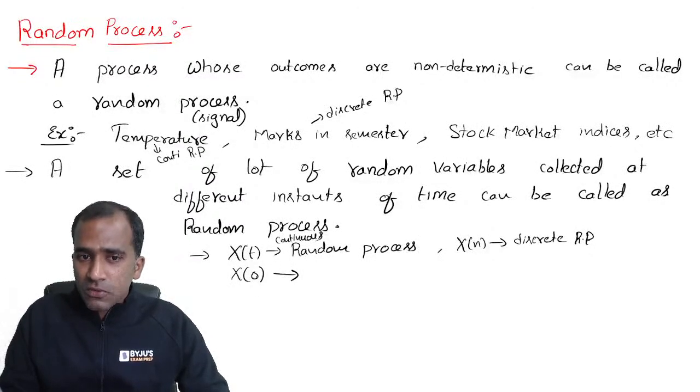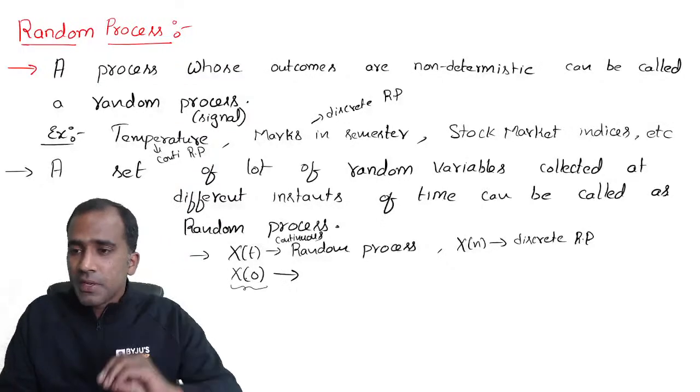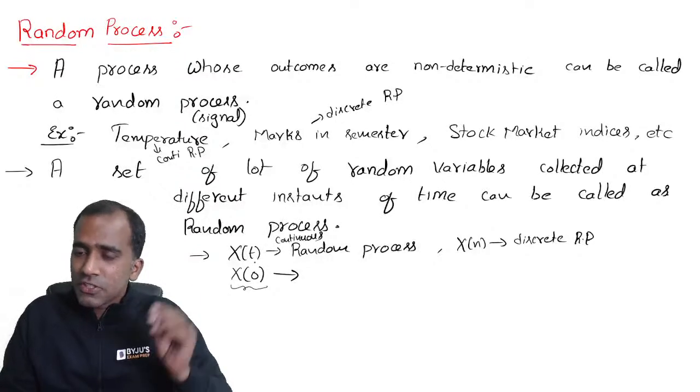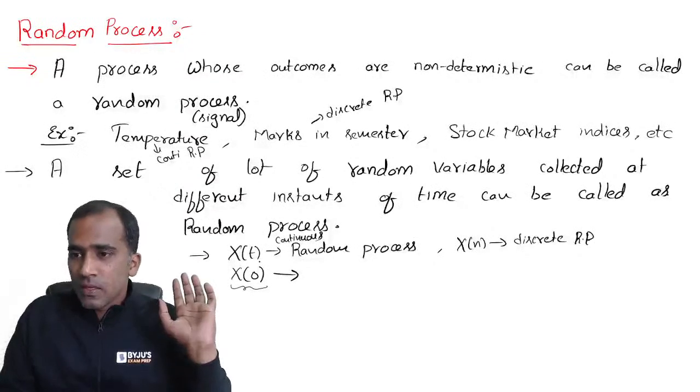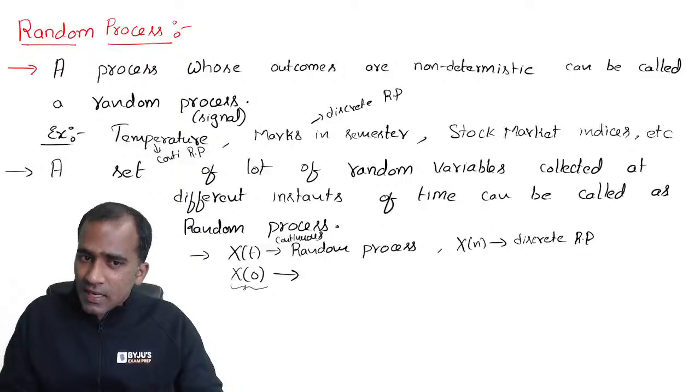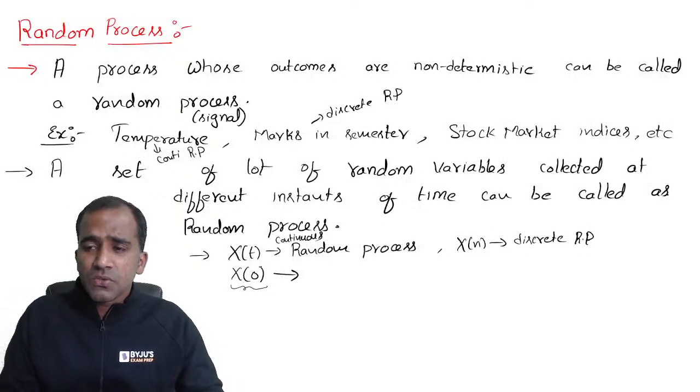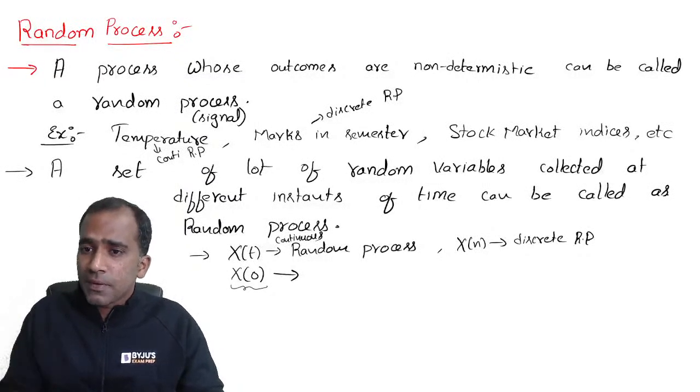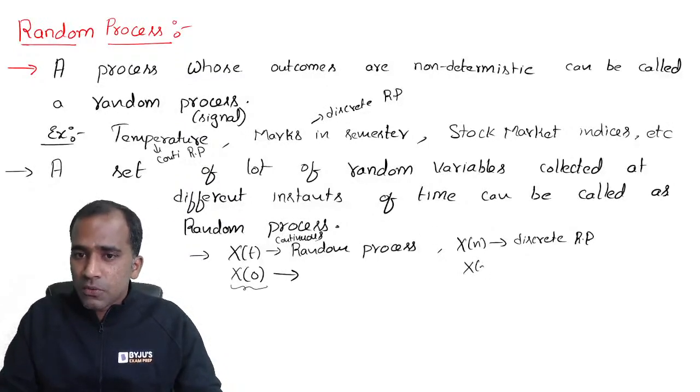So x of 0, now is this dependent on time? Once you substitute t equal to 0, in that function, t is vanished. Once t is vanished, is there randomness in it? Definitely there is randomness, no? Because at 0 seconds, we don't know what is the temperature, or we don't know what is the marks in the first semester, x of 0. For marks in a semester random process, if you put n equal to 0, it represents marks in zero semester, which means first semester, let's say.